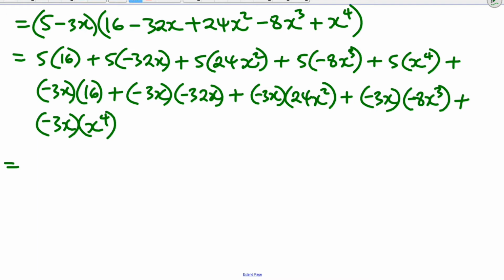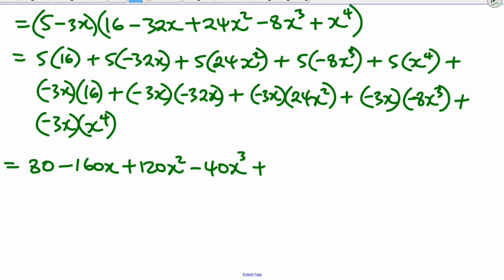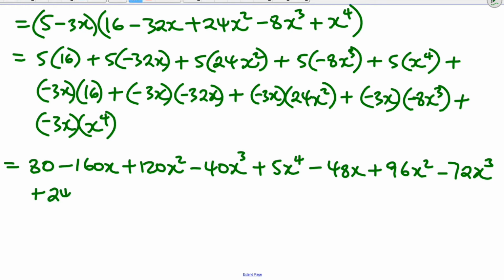5 multiplied by 16 will be 80, minus 160x plus 120x^2 minus 40x^3 plus 5x^4, minus 48x plus 96x^2 minus 72x^3 plus 24x^4 minus 3x^5.